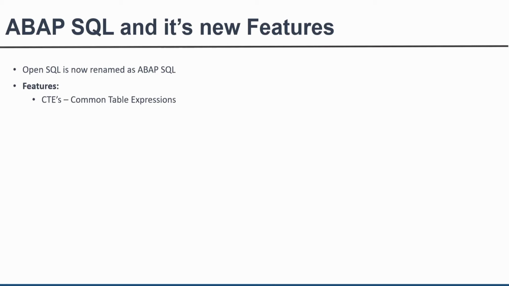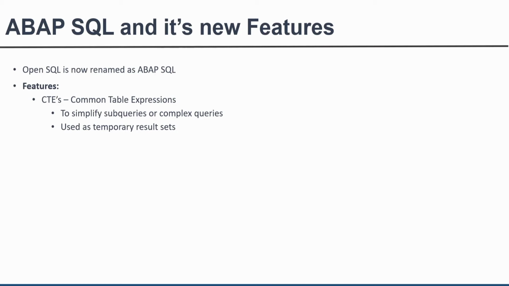So what are the features of ABAP SQL? First feature is CTEs, that is common table expressions. Basically common table expressions help you write more complex queries. Whenever you are writing complex queries, it is a set of small queries or subqueries. In order to simplify these complex queries, you write a set of subqueries, and these subqueries can be written using common table expressions. You can store the result of these subqueries into a CTE.